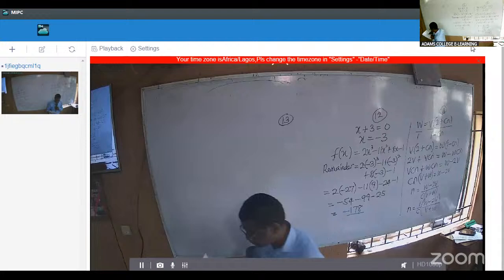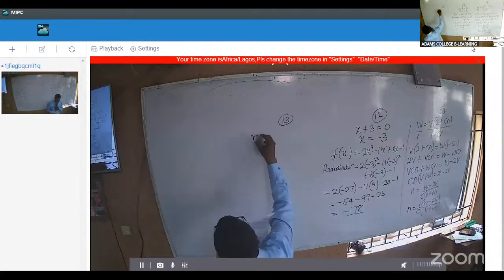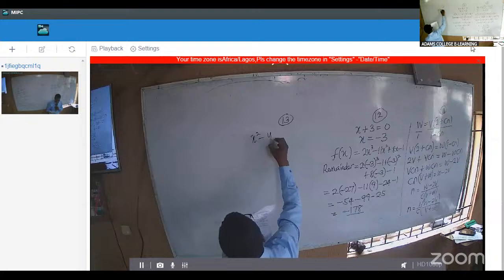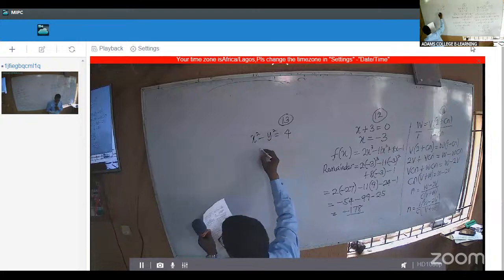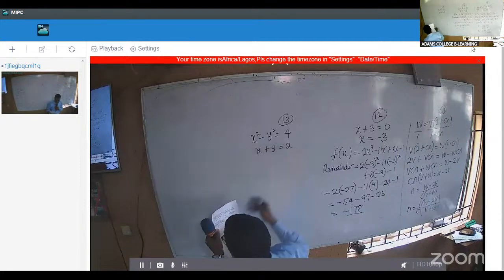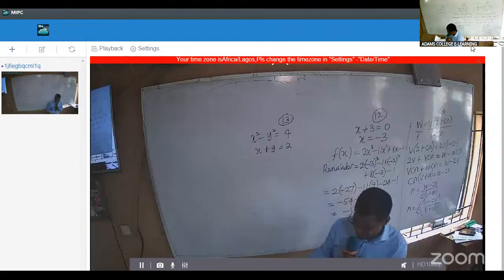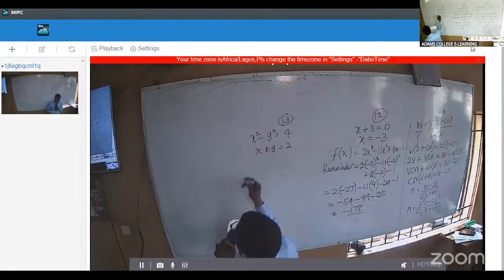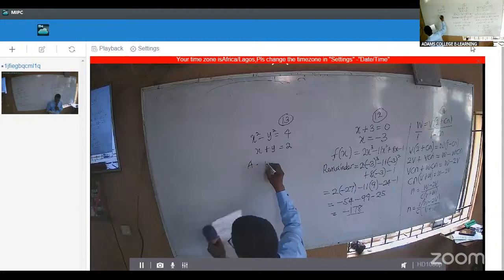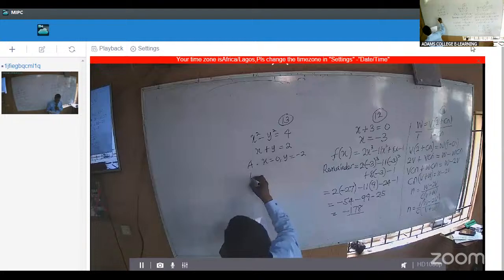13. Solve for x and y. X squared minus y squared equals 4, and then x plus y equals 2. Now, in the exam, don't go and start showing yourself. Just use the options. Don't bother yourself. Option A: x is 0, y is minus 2.